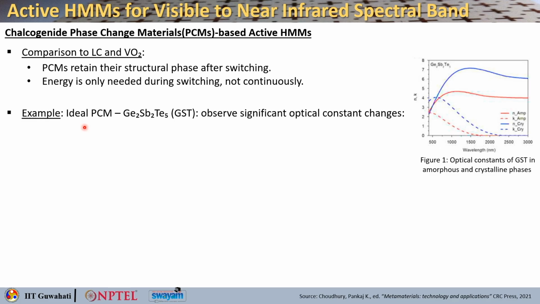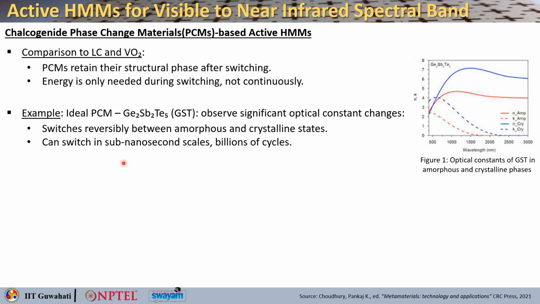An ideal phase change material is germanium antimony telluride. It is also called GST or GST 225. This can show significant optical contrast change when it is changed from amorphous to crystalline state, and it can switch in sub nanosecond scale, that is it can go for billions of cycles, right.